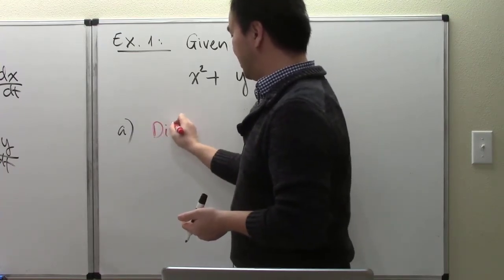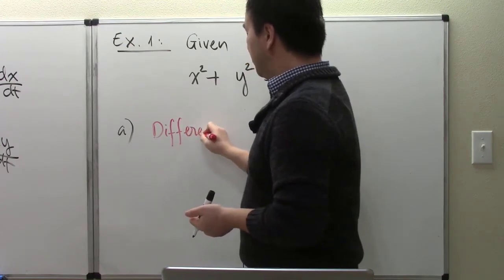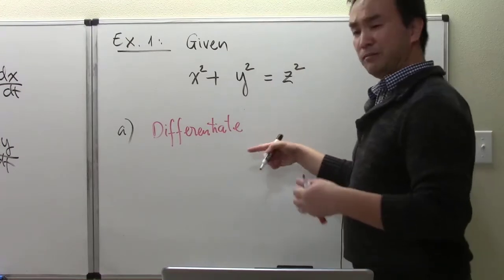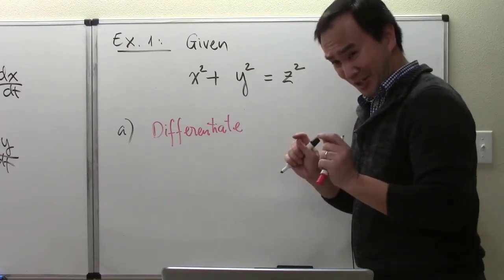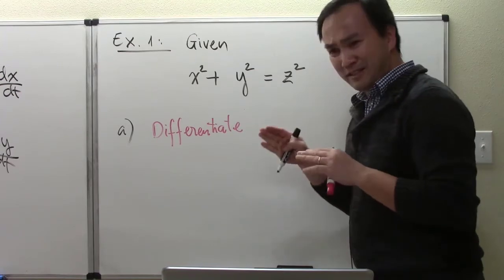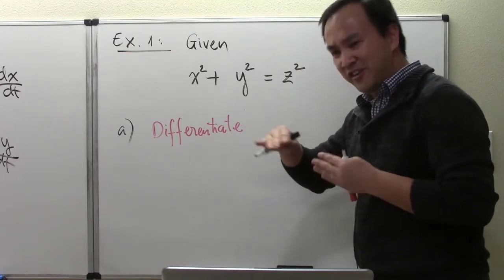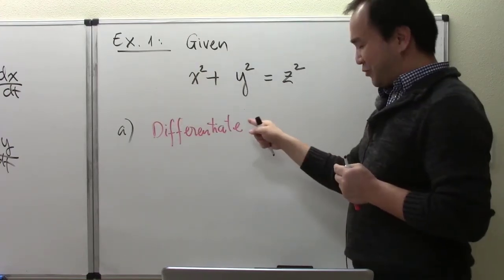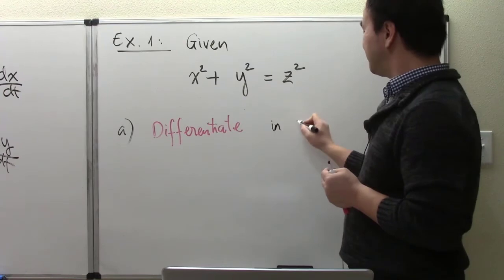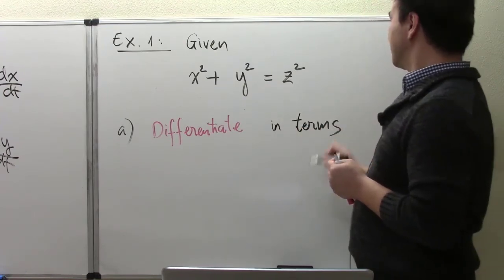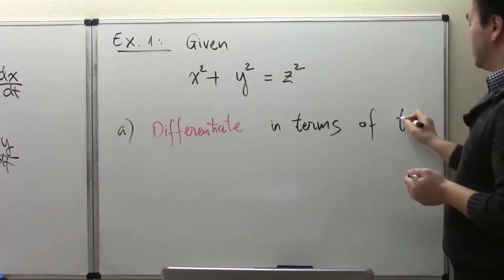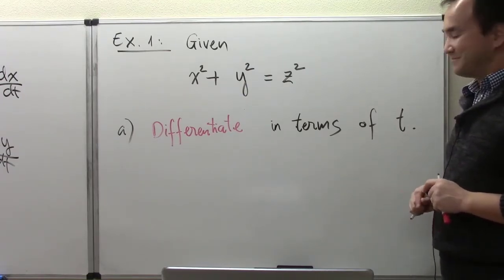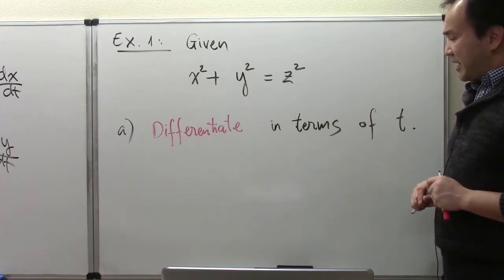How about, allow me to write in red ink for a couple of times: differentiate. Differentiate what? Just simply differentiate, no clear objectives. That's the nice thing about implicit differentiation being carried into the kind of problem where we are looking for related rates. So we just want to differentiate in terms of t. All right, pretty straightforward.